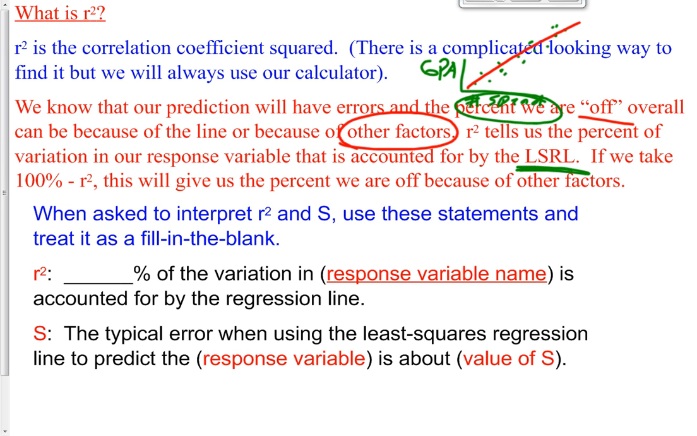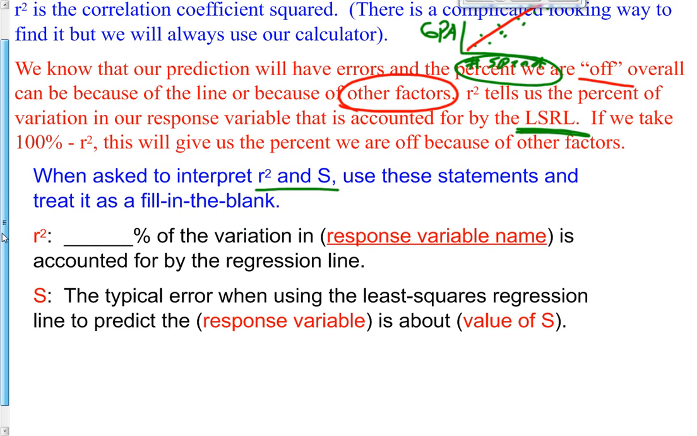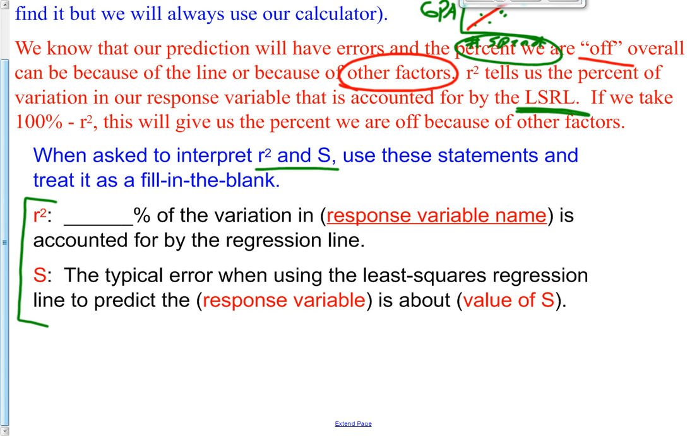So because there are other factors, we could be off slightly, so that's what r squared and s kind of cover. When asked to interpret r squared and s, we use these sentences, and I do expect you to memorize these sentences, everybody. So make sure that you are carefully analyzing these words, because I will be asking you to memorize these sentences so that you could perform well on your test.